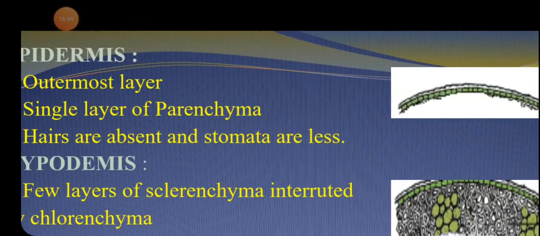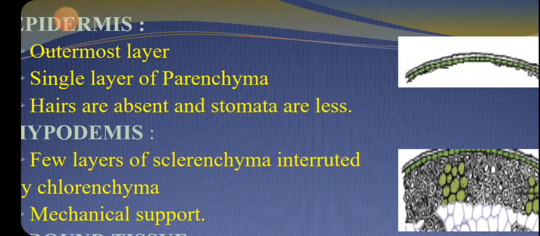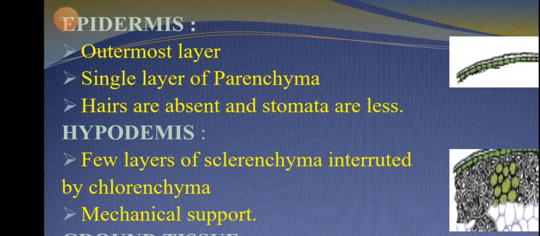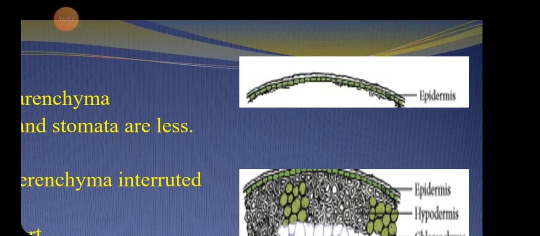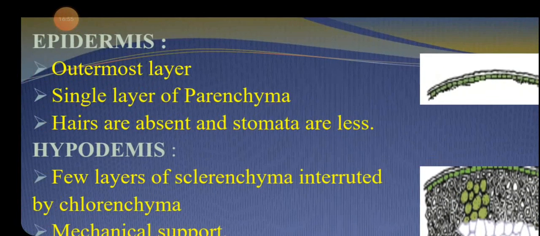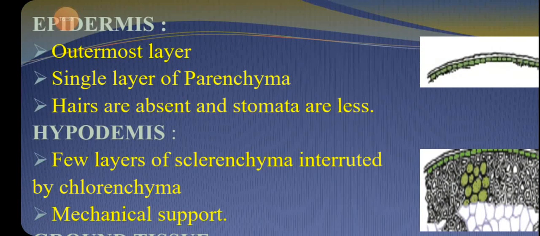See, epidermis. Epidermis is the outermost layer, a single layer. It also protects the inner parts of the plant, in which the parenchymatous cells are only making this layer. Very, very important: epidermal hairs are absent, and stomata are also very few in number.